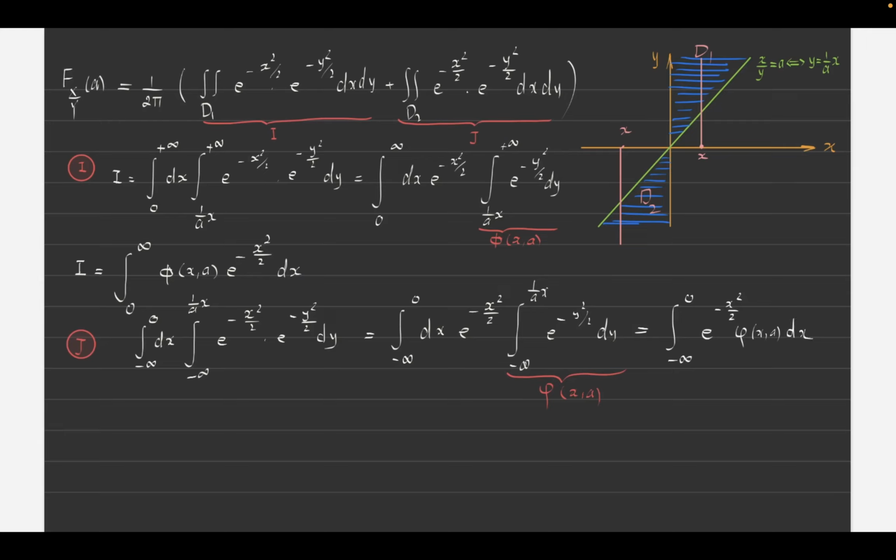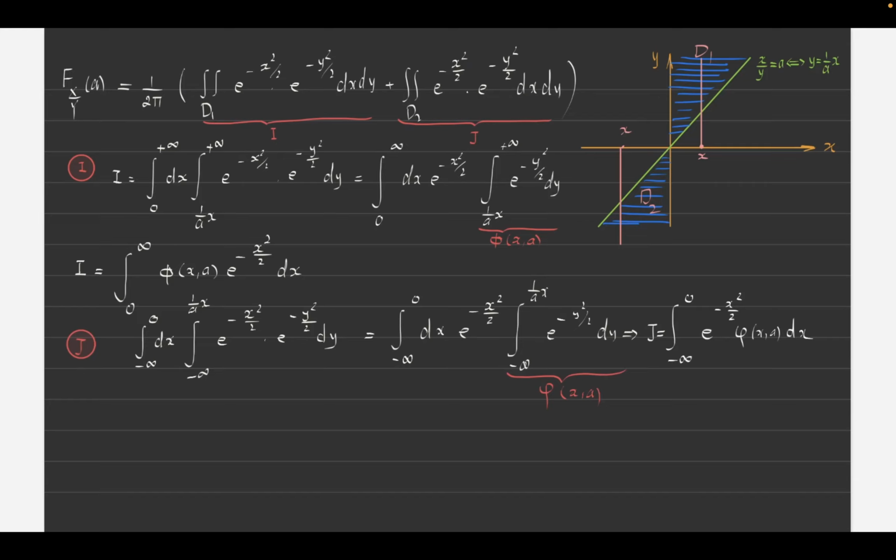So I was not able to calculate the integral I, but I was able to show that it can be written in this form, in which phi is a function of x and a, and the second integral can be written in this form, in which phi is also a function of x and a. Let me take this off and write that J is equal to that. That's a better way.